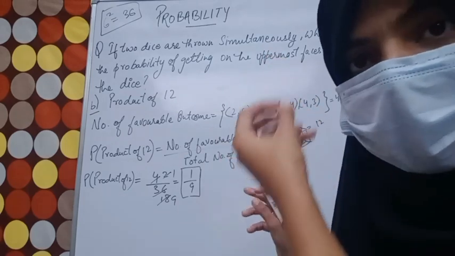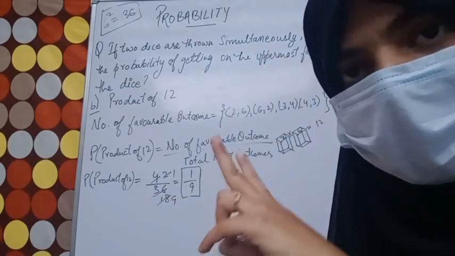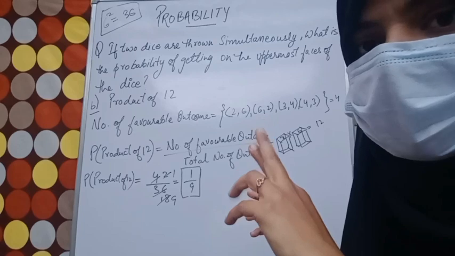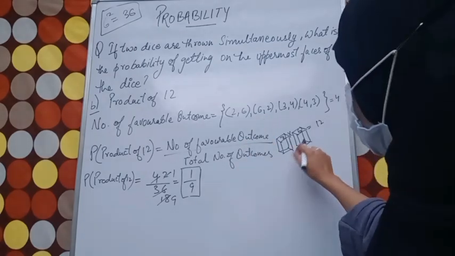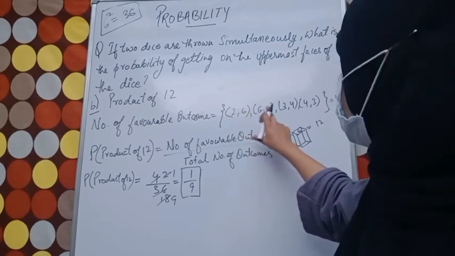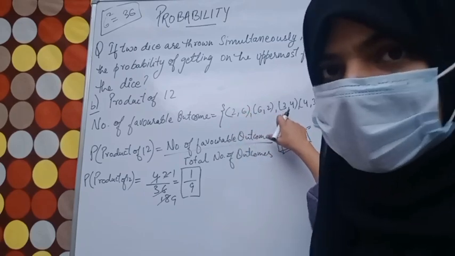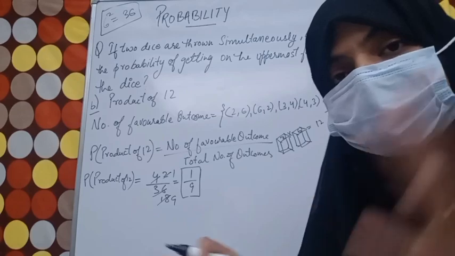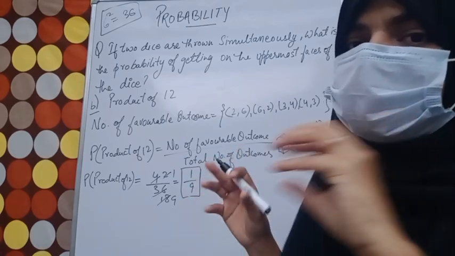Now we have a product of 12. So whatever pair is formed, their product will be equal to 12 as explained over here. Fine. So see, 2 6s are 12. 6 2s are 12. 3 4s are 12. 4 3s are 12. Other than that, it will not form a product of 12.